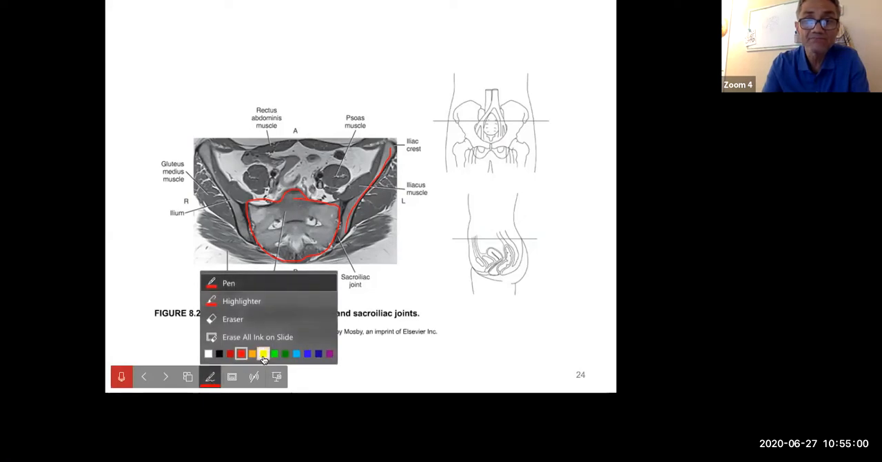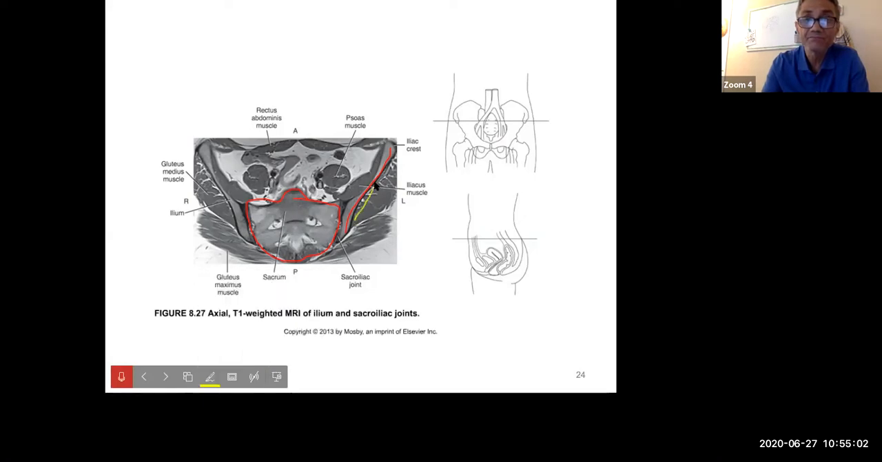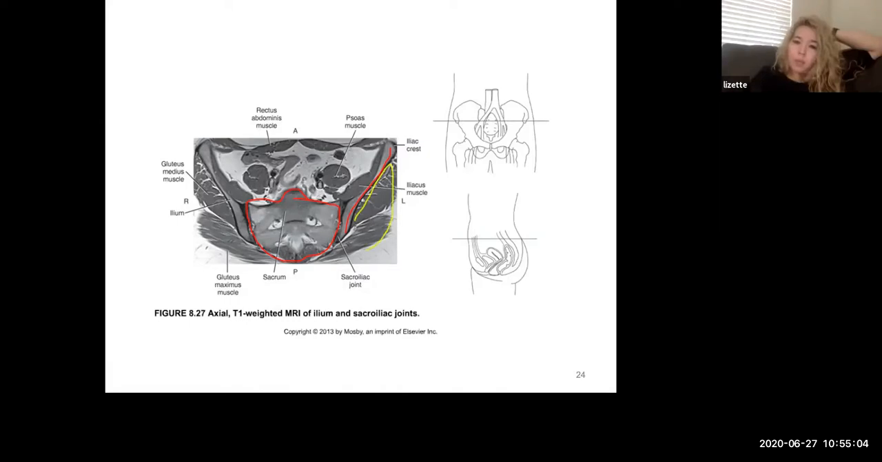Lizette. It would be the gluteus maximus and medius. Exactly. So I am pointing at the gluteals.